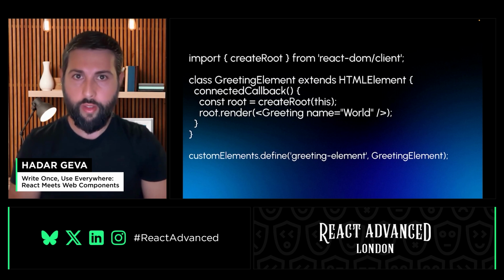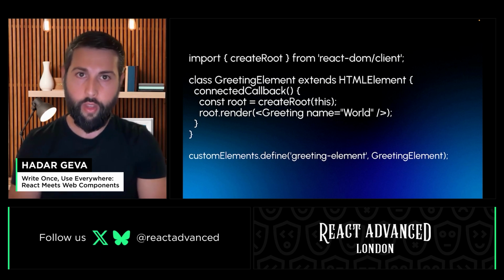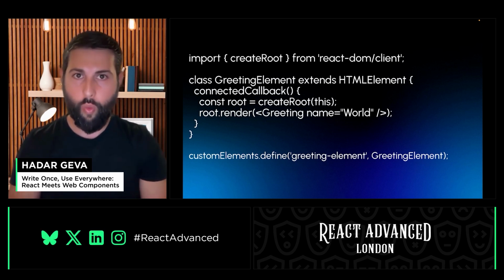We're creating a custom element called greeting element. Just like before, but this time, inside connected callback, we're using React createRoot to mount our greeting component directly into the element. That means React is now rendering inside a native web component. The browser owns the lifecycle, and React just paints into it. Once we define it with custom element define, we can drop greeting element in any HTML page. No React app setup, no bundler context, and it just works.